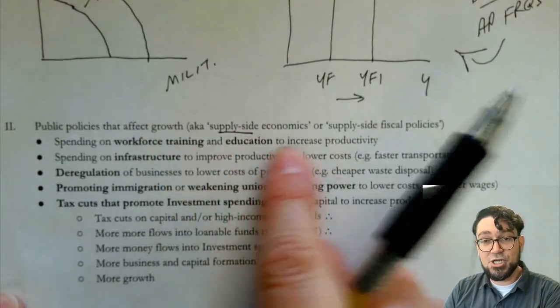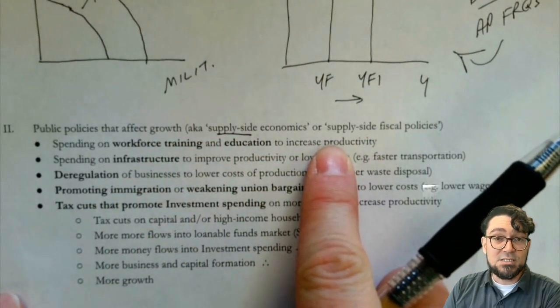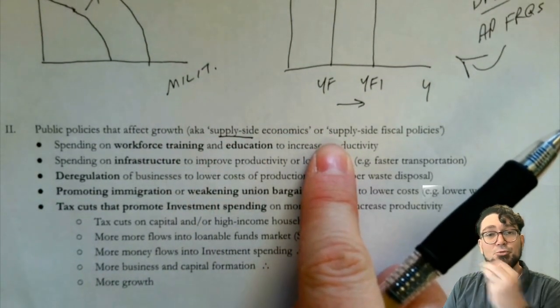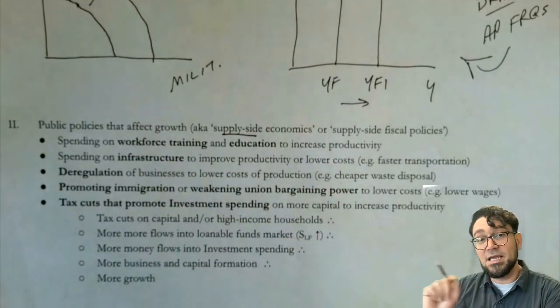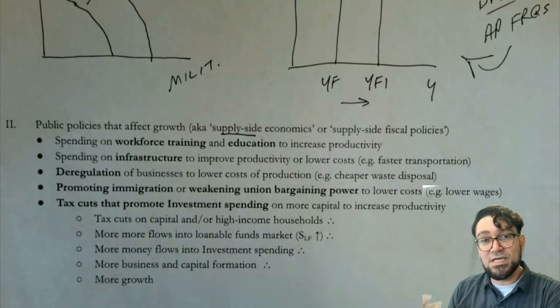More workforce training and education programs to increase productivity. So if you fund your education systems, your pre-K, that's going to be the biggest thing that's going to boost productivity in a lot of cases. Get those 3-year-olds and 4-year-olds to be able to read and write.